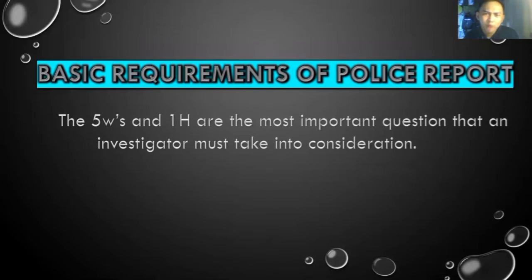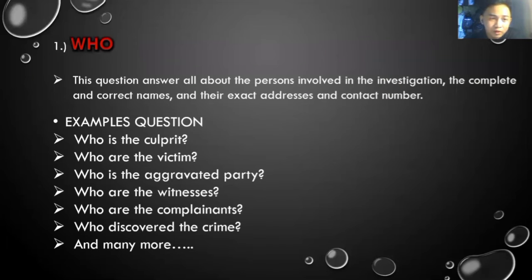Basic requirements of police report. The 5 Ws and 1 H are the most important questions that an investigator must take into consideration. The 5 Ws and 1 H daw yung the most important na sumasagot sa katanungan ng police blotter. Number 1, who. This question answers all about the persons involved in the investigation, the complete and correct names and their exact addresses and contact number.